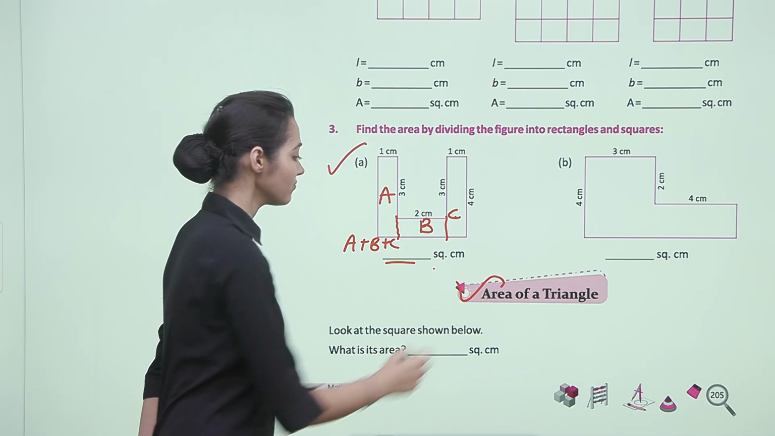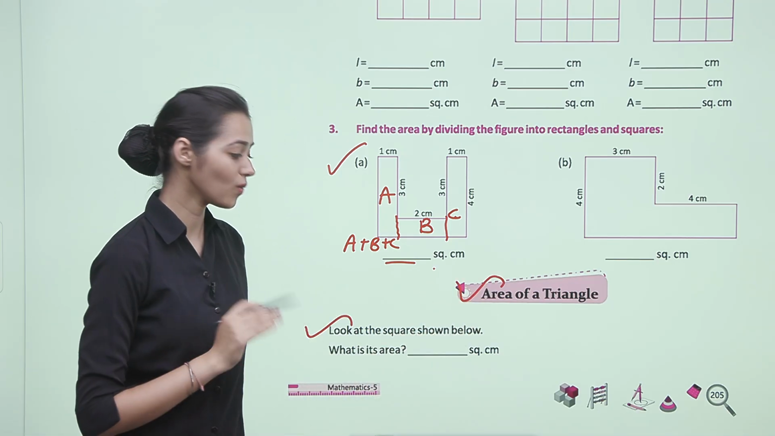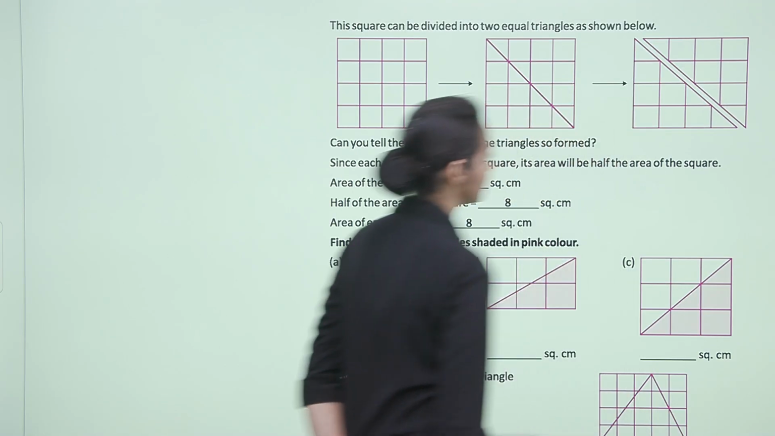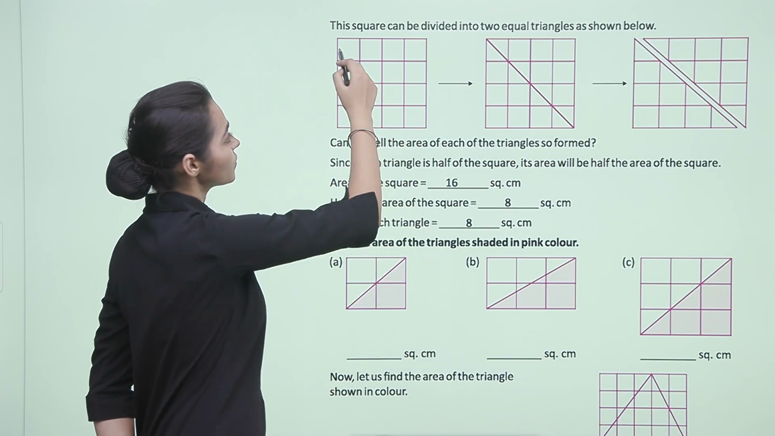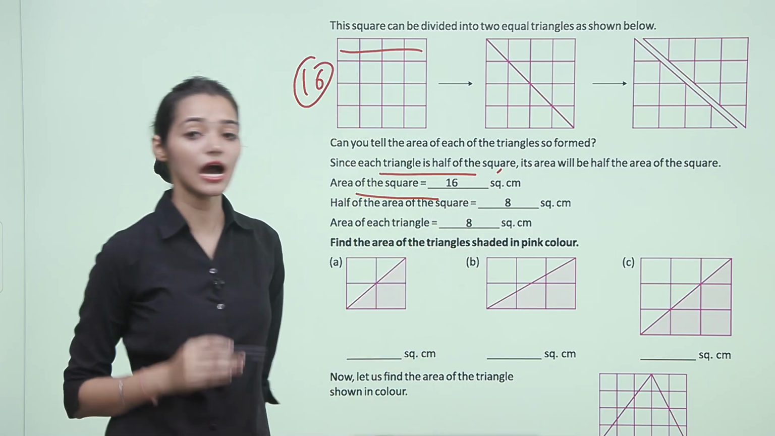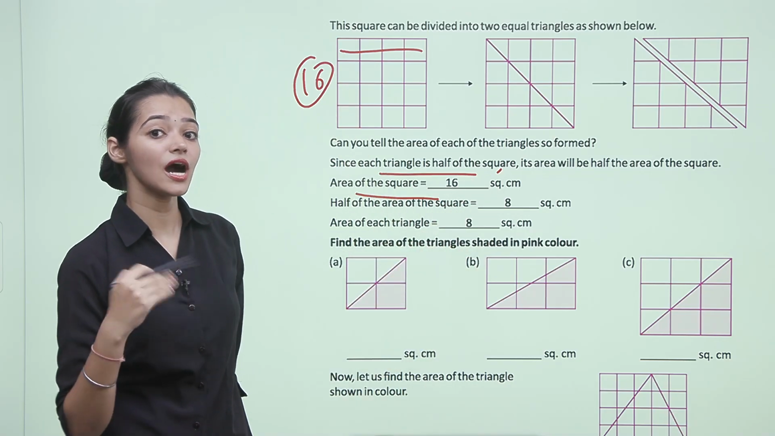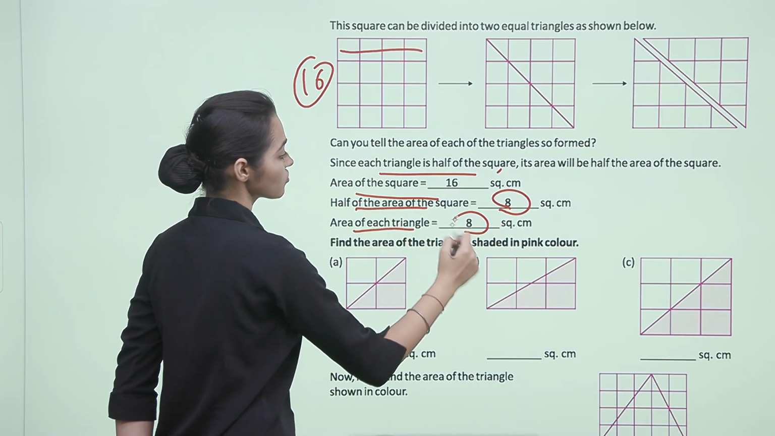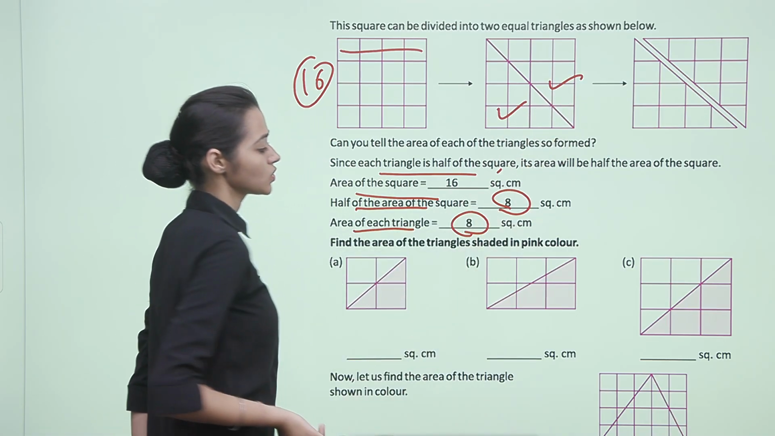Now let's start with the area of a triangle. Now look at the square shown below. What is its area that you have to tell? The area of the square is 16. Now each triangle is half of the square, so the area will be half of the area of the square. So half of the area of the square is 8, that means the area of each triangle is 8 square centimeter.